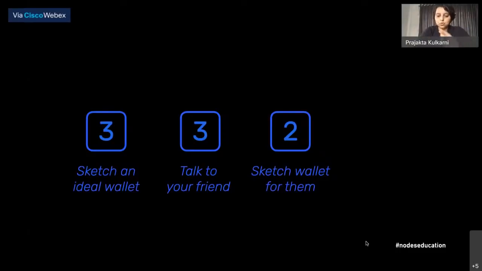So in the next 2 minutes, you have to sketch a wallet for that person, for whoever you spoke to right now, for your friend or whoever you had a chat with or whoever you spoke on the phone with about your wallet. Okay, so for the next 2 minutes, sketch a wallet for that person. Okay, so I'm starting the timer now. So we have 2 minutes to sketch this.